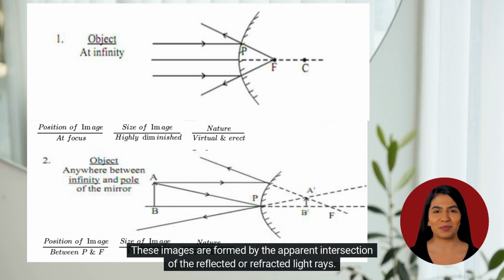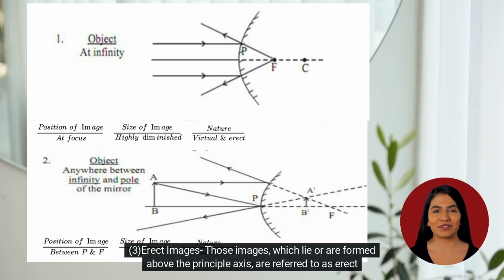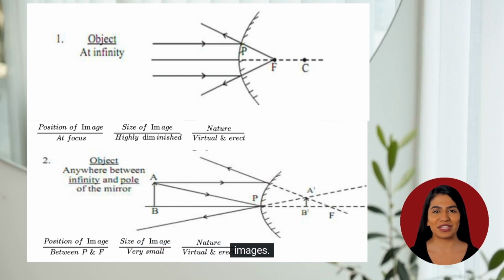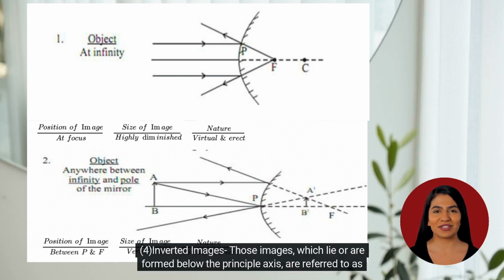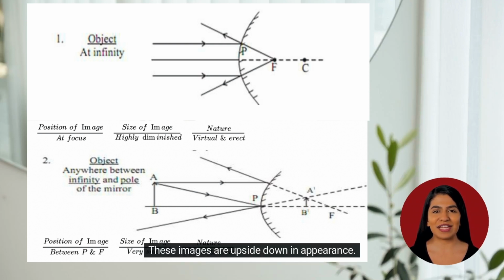These images are formed by the apparent intersection of the reflected or refracted light rays. 3. Erect images. Those images, which lie or are formed above the principal axis, are referred to as erect images. 4. Inverted images. Those images, which lie or are formed below the principal axis, are referred to as inverted images. These images are upside down in appearance.